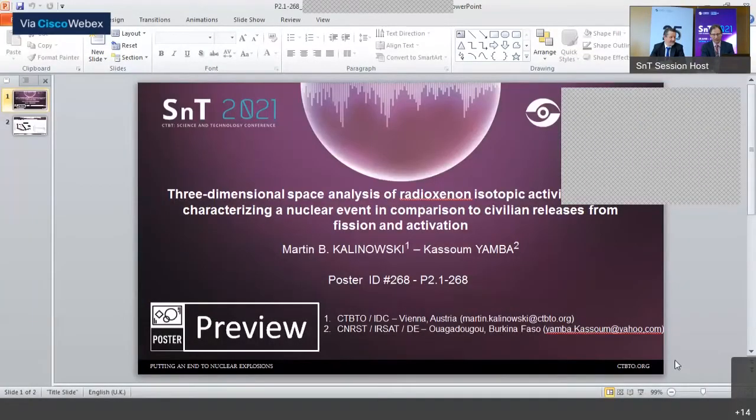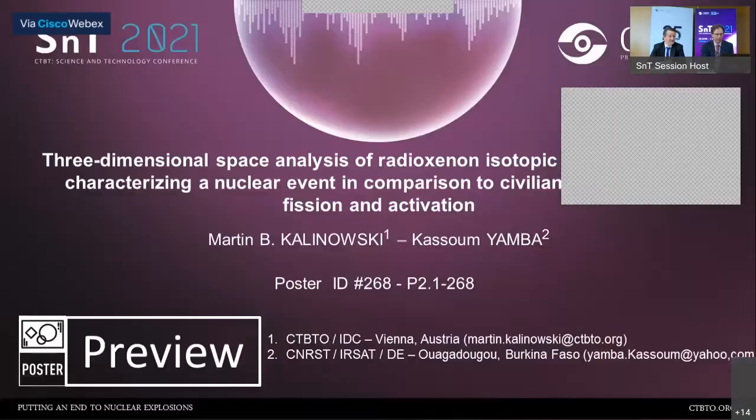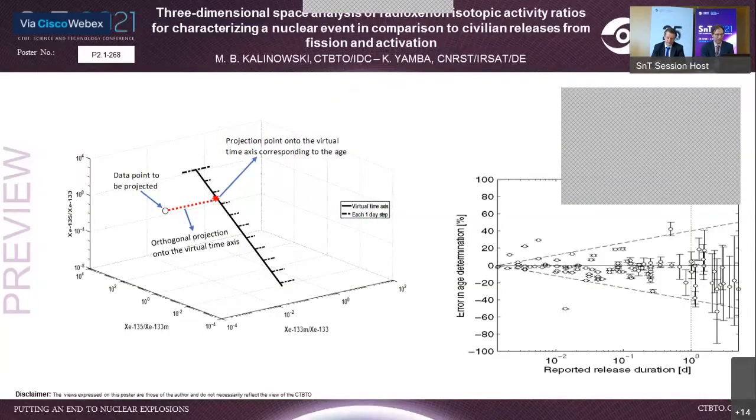So the third one is three-dimensional space analysis. This is one step further from the well-known four isotope plot, which is still a two-dimensional projection of a space that has more dimensions. If we use all dimensions and do not lose information by projecting onto just two axes of isotopic ratios, we can gain a bit more quality, information and output.